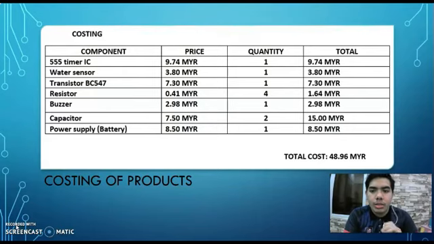So moving on to the next part, which is the costing of our product. The components that I use in this project are the timer IC, the sensor itself, transistor BC547, resistors, a variable resistor in terms of ohms, buzzer, capacitor, and of course our DC supply. The total cost is 48.96 Malaysian ringgit.